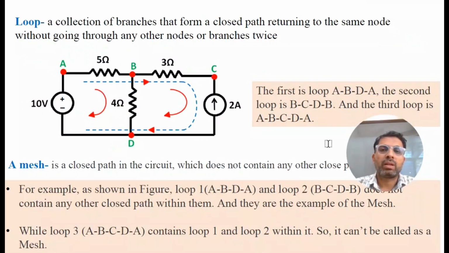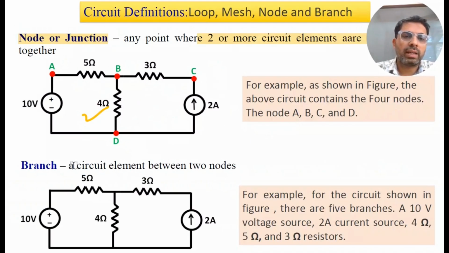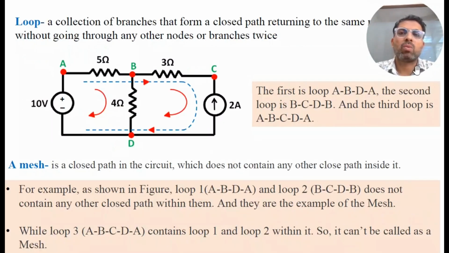Now what is branch? A branch is a circuit element between two nodes. This means, how many elements are there here? 1, 2, 3, 4, 5 elements are there. So how many branches are there in this particular circuit? That is 5 branches, that is the 10 volt voltage source, 2 ampere current source, 4 ohm, 5 ohm, and 3 ohm. So branch is very simple. How many components, elements are there, these are the branches.